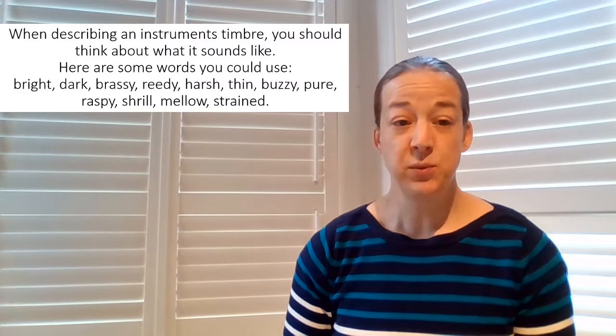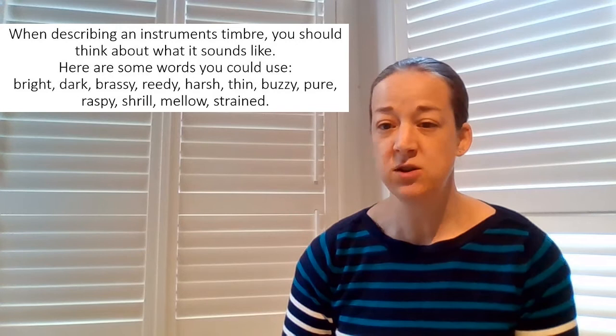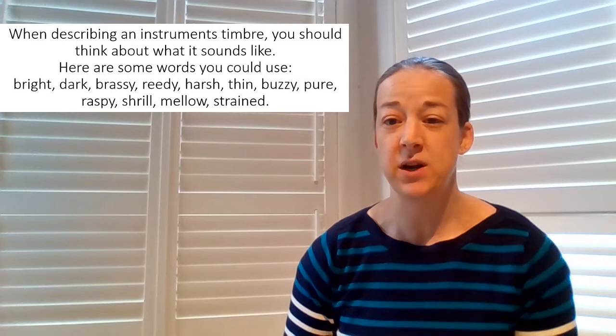So if we have a look at the piano, it sounds like this. Again, I'm playing that same C, but the timbre of those instruments are all different, and that's what gives them their unique sound. And we can describe the timbre of different instruments in different ways. So some of the words that we could use to describe the timbre of an instrument are bright, dark, brassy, reedy, harsh, thin, buzzy, pure, raspy, shrill, mellow, strained, and I'm sure you can think of many other different words you could use to describe the sound of an instrument.